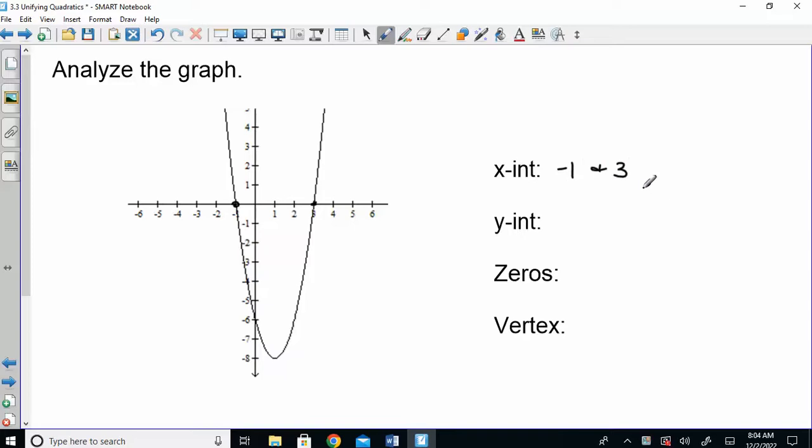If I asked for ordered pairs, could you do it? Yeah, -1, 0. What is the y-intercept? 0, -6. Okay, the y-intercept is where you hit the y-axis, so you could tell me -6, or if I asked for an ordered pair, it'd be 0, -6.